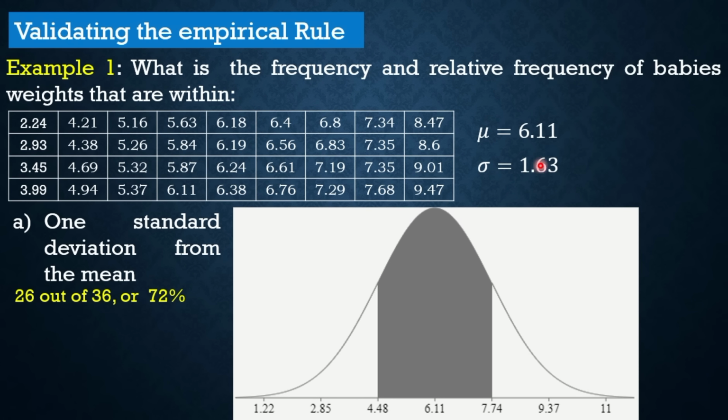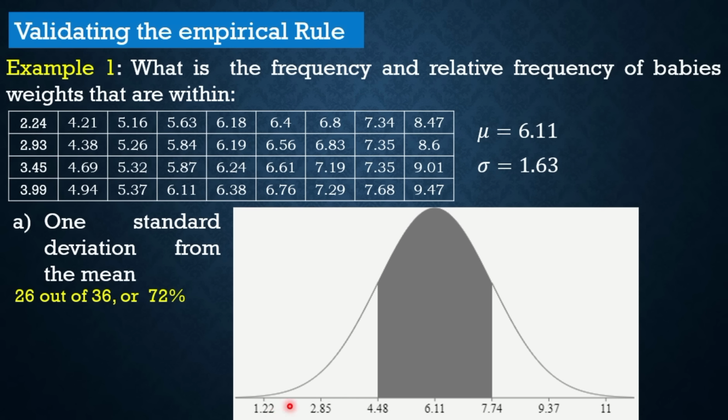So, ito yung gagawin natin o gagamitin natin kapag papunta ka sa right side, plus the standard deviation. So, 6.11 plus 1.63, that is 7.74. Plus 1.63, that is 9.37. Plus 1.63, that is 11. So, kung dito addition, dito naman subtraction. 6.11 minus 1.63, that is 4.48. 4.48 minus 1.63, that is 2.85. 2.85 minus 1.63, that is 1.22.